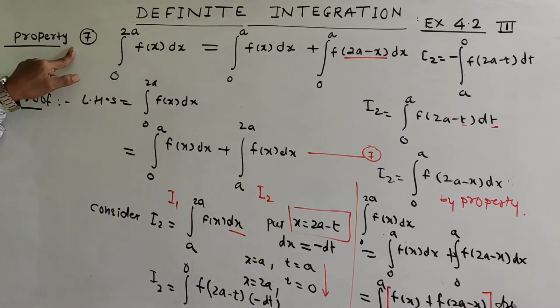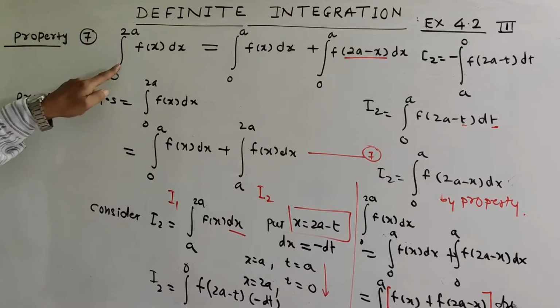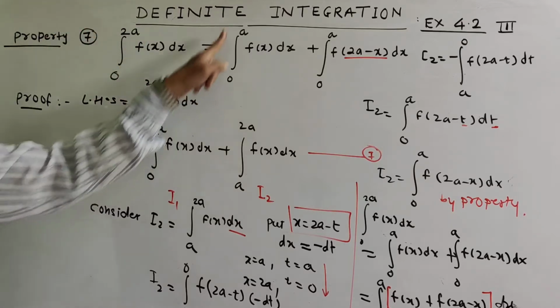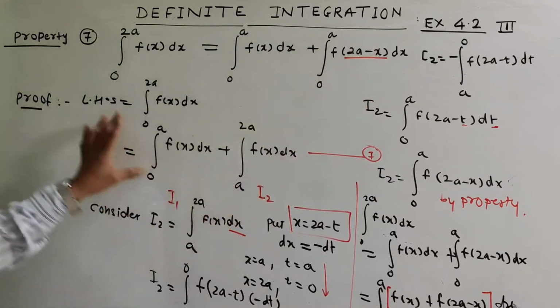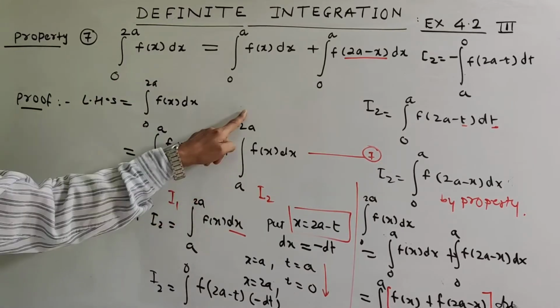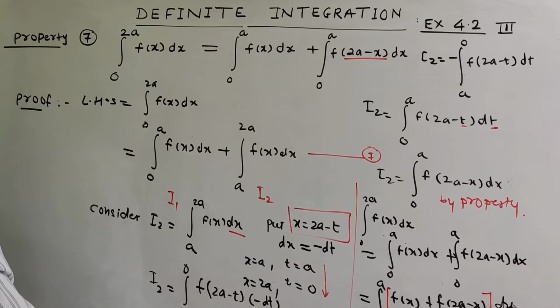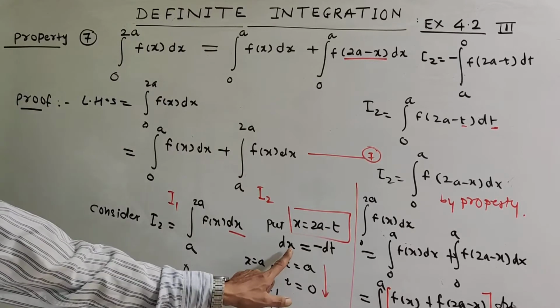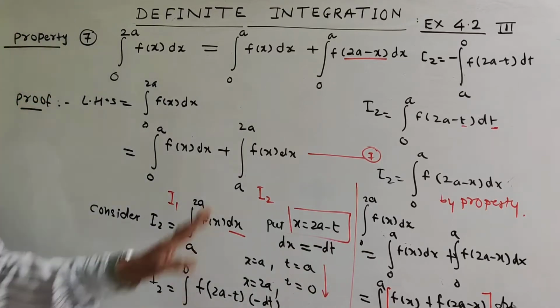The property is very important, so probably it can be asked for 4 marks. So integral 0 to 2a f(x) dx is integral 0 to a of f(x) plus f(2a minus x) dx. We separate it, 0 to 2a as 0 to a and a to 2a. This I2 we simplify by putting x is equal to 2a minus t. So a very simple proof.